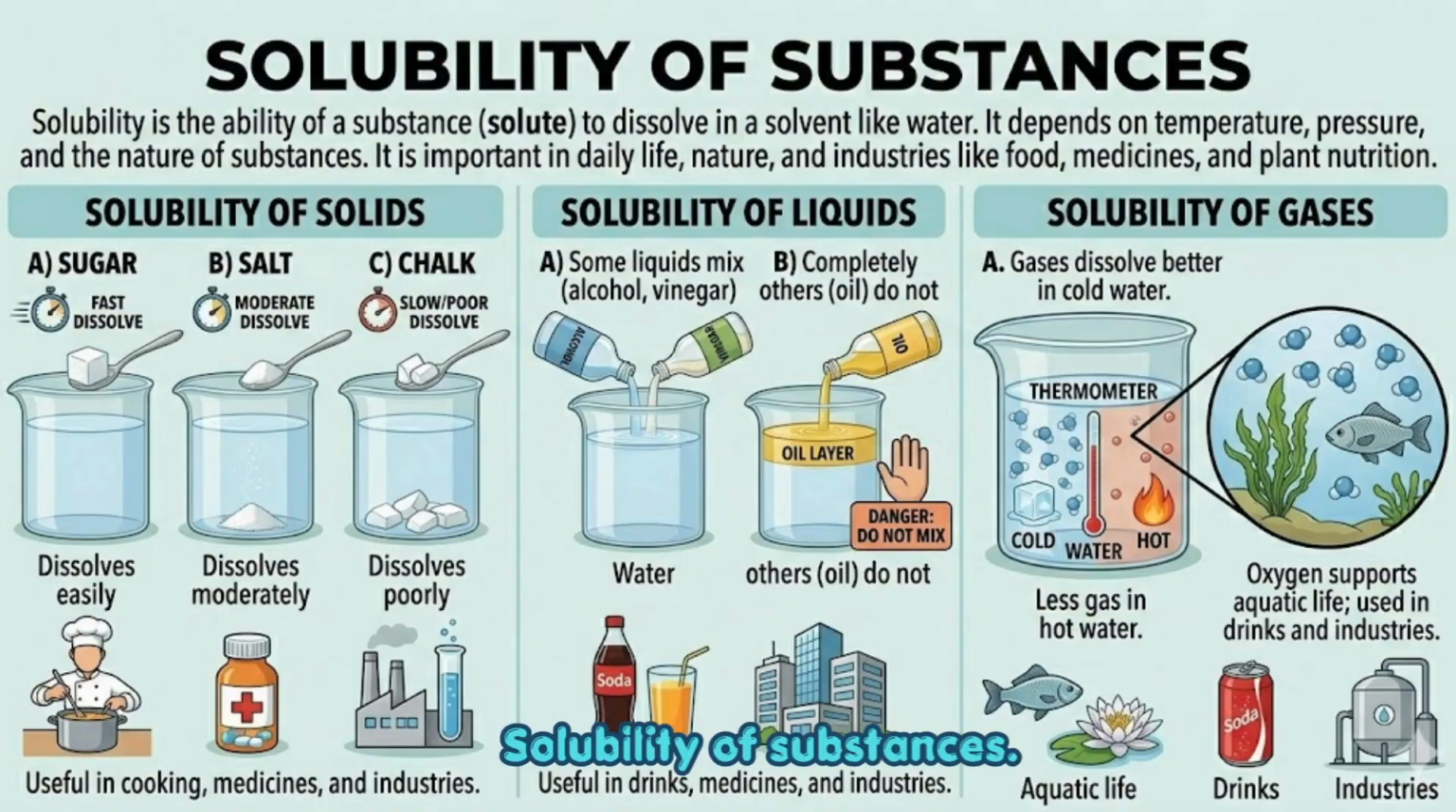Solubility of substances. Solubility is the ability of a substance, the solute, to dissolve in a solvent like water. It depends on temperature, pressure, and the nature of substances. It is important in daily life, nature, and industries like food, medicines, and plant nutrition. Solubility of solids. Solids dissolve at different rates. Sugar dissolves easily, salt moderately, and chalk poorly. It is useful in cooking, medicines, and industries.